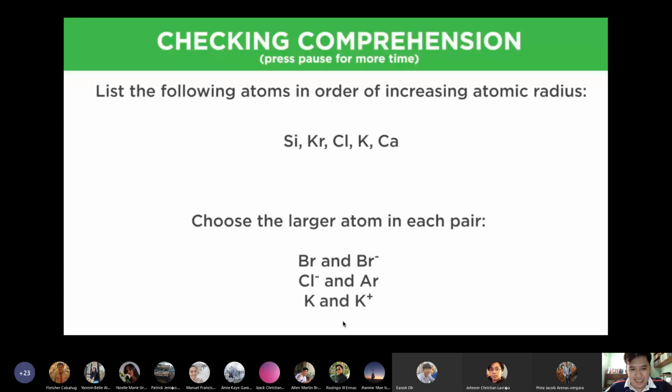Now, let's end this synchronous activity by answering this exercise. List the atoms in order of increasing atomic radius. So you have silicon, krypton, chlorine, potassium, and calcium. You can just sound off whichever you want to answer. And this will be our checkpoint for this discussion. Sige. How many minutes do you need?